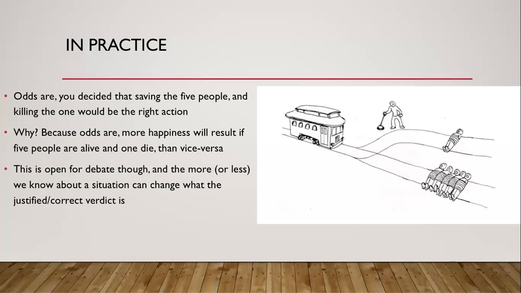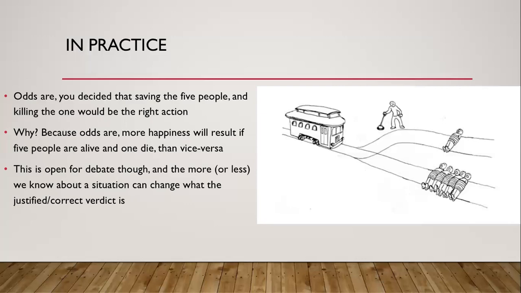So for instance, let's say that one person is a sort of cancer researcher, and if they're alive and can continue their research, they'll end up saving thousands upon thousands of people. And the 5 people are just, let's say, petty criminals. Odds are then more happiness will result from saving the 1 person and killing the 5.